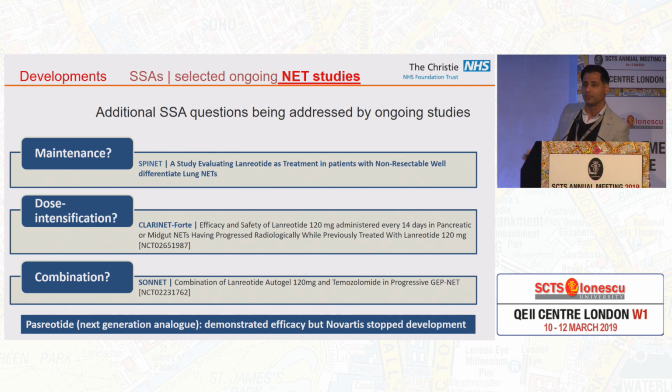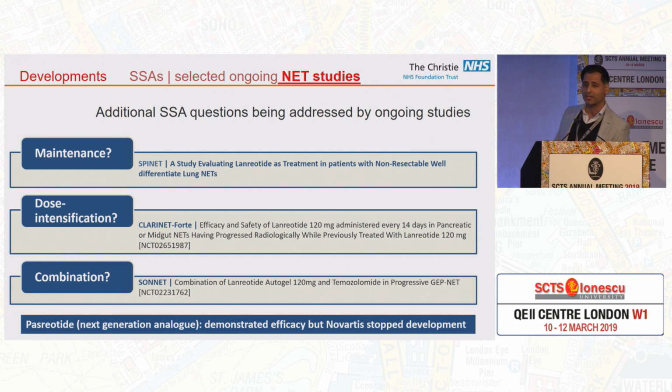And because of these developments, people have wanted to develop the somatostatin analogs further, and so people have looked at the role of maintenance using these somatostatin analogs, and this is the trial that I alluded to. SPINET was a purely lung NET trial which had to close early, and it was looking at the use of lanreotide to try and improve progression-free survival in well-differentiated NETs. Why did it close early? No accrual, or poor accrual. Why was there poor accrual? Poorly developed pathway. So it's the same theme, it's a recurring theme.